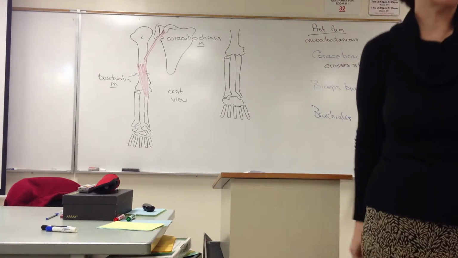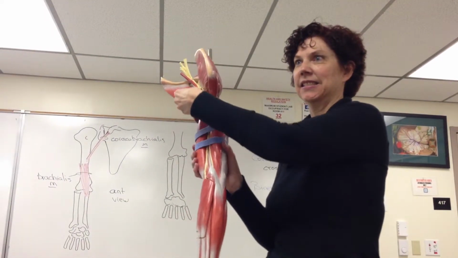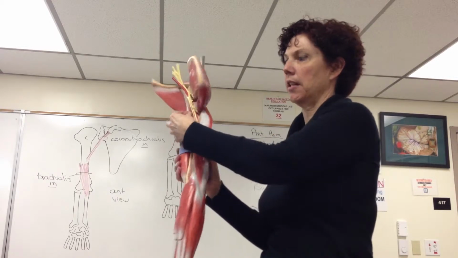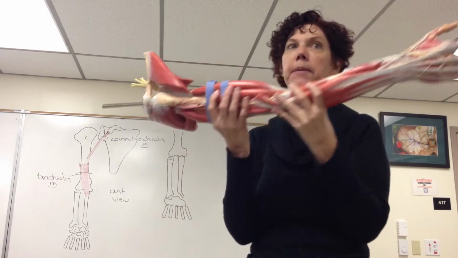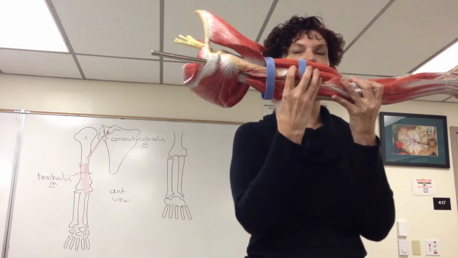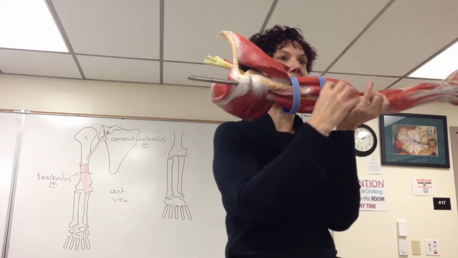So looking at the arm component here, right here is coracobrachialis. See how skinny it is? Right there, very short. Then we have biceps brachii, which covers up the brachialis. So the best place to see the brachialis is right here. Okay, it forms the bed for the biceps.